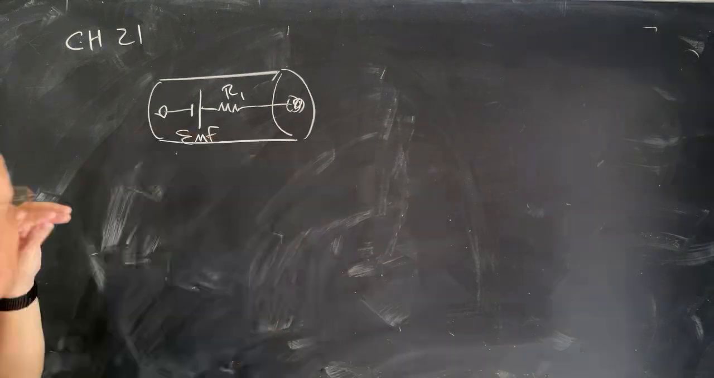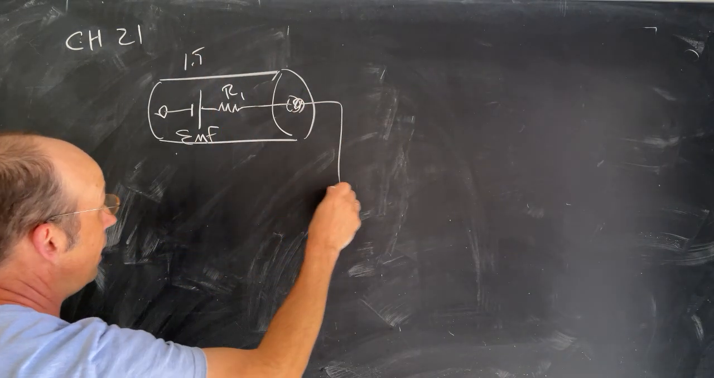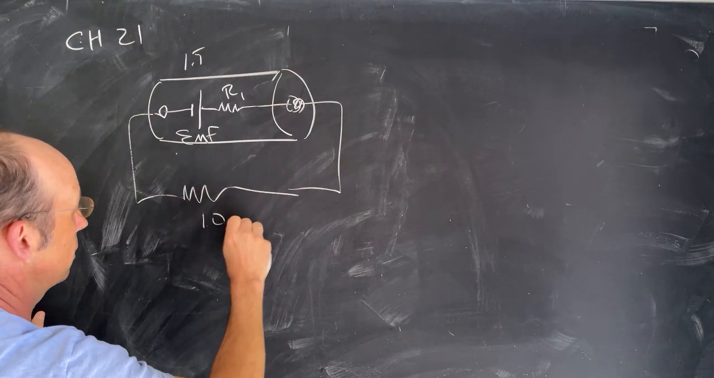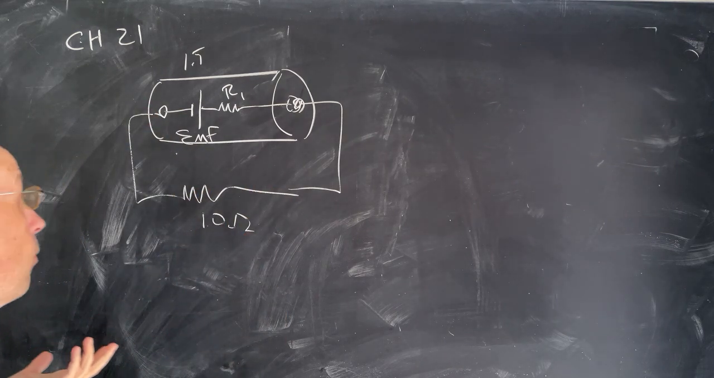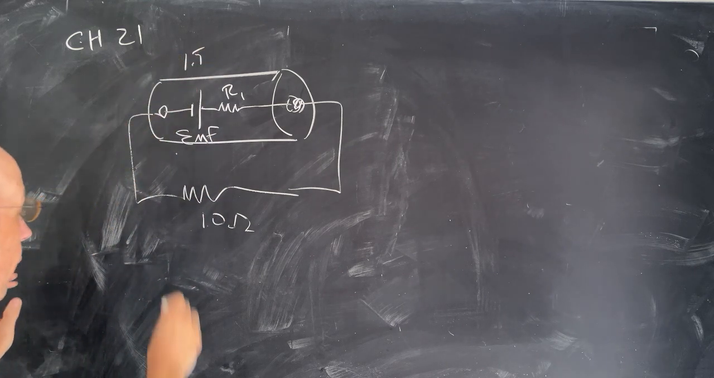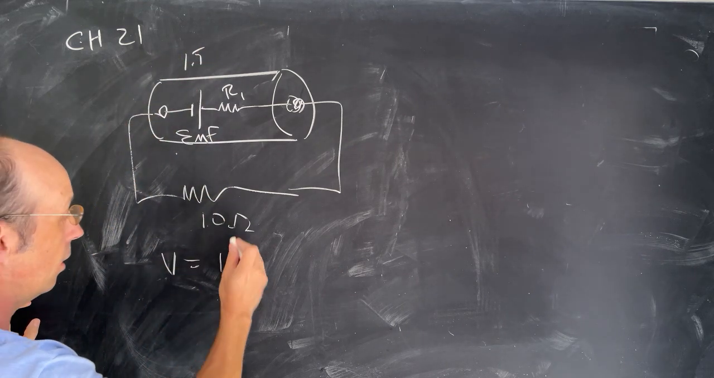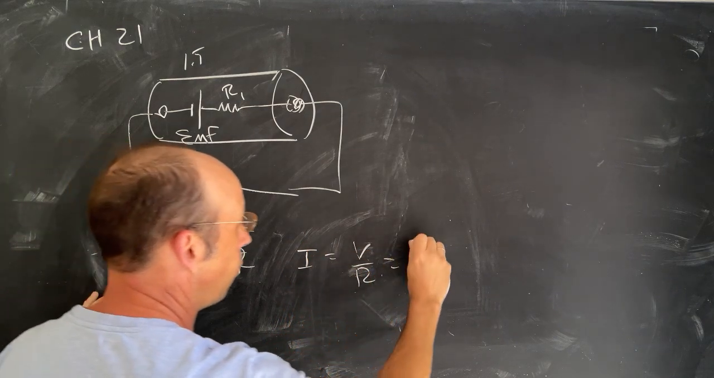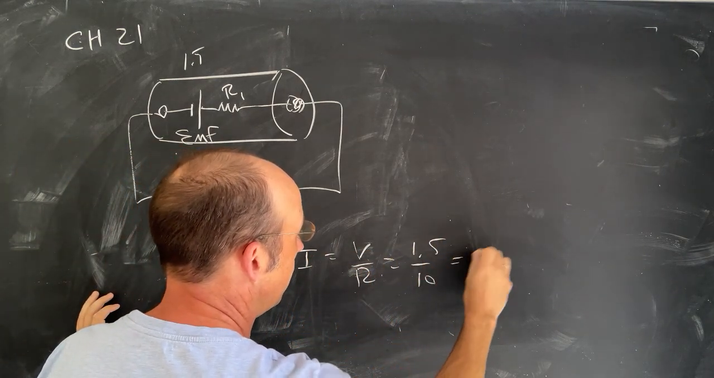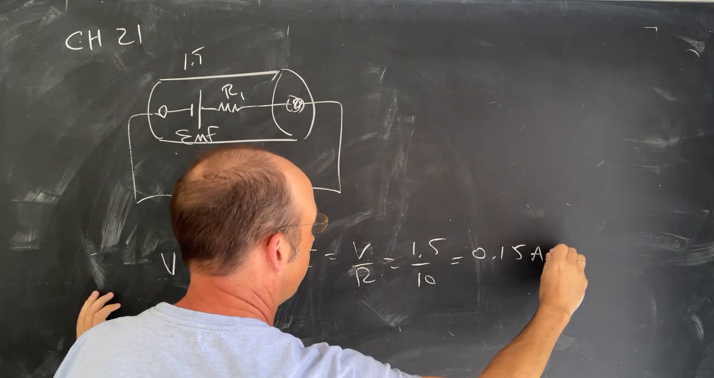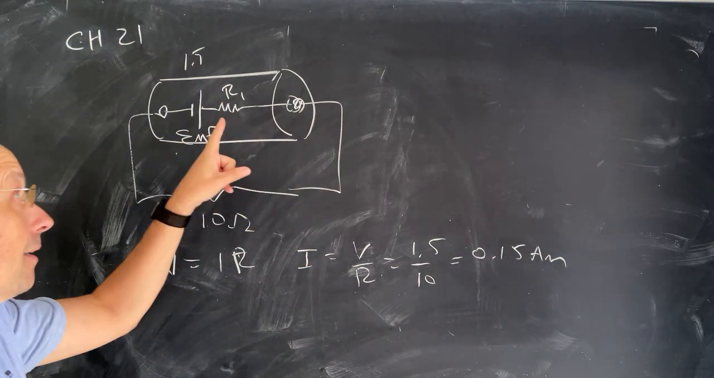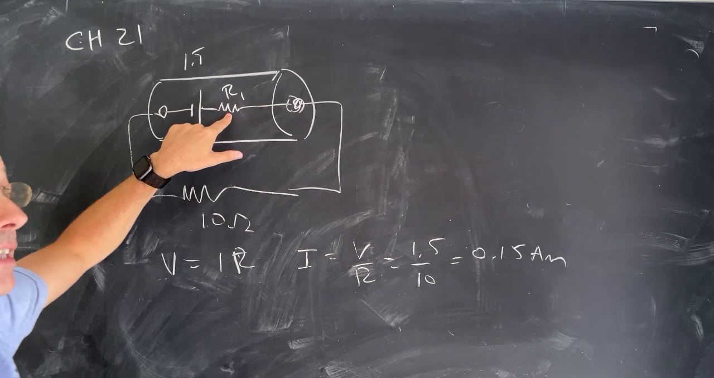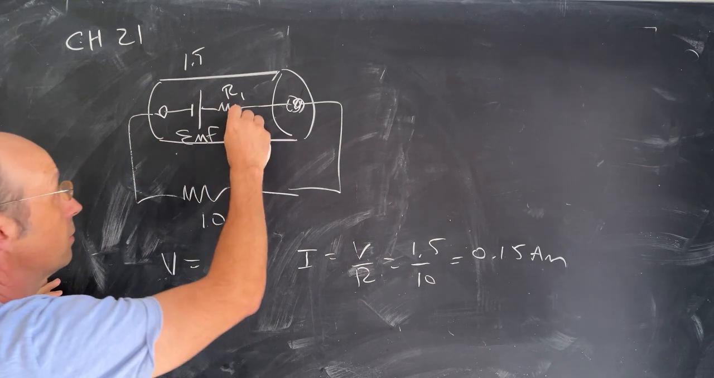Say that this is a 1.5 volt battery, and I connect this to a 10 ohm resistor. And you may say, well, hey, 10 ohm resistor, I would get V equals I R. So I would be V over R, 1.5 over 10, 0.15 amps. But that doesn't happen because of this internal resistance. So let's say this has an internal resistance of 10 ohms.